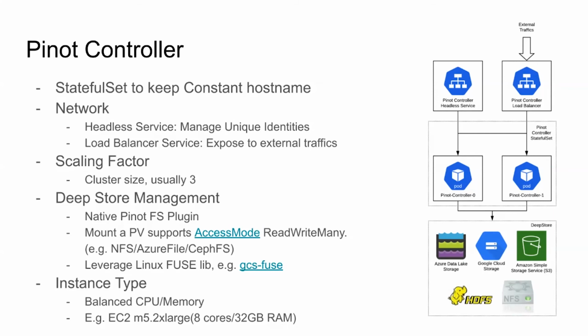And typically for the instance type, if you try to deploy on cloud, we try out a balanced CPU and memory setup. For example, we can use EC2 M5.2xlarge, which is 8 cores and 32 GB RAM for this kind of setup.